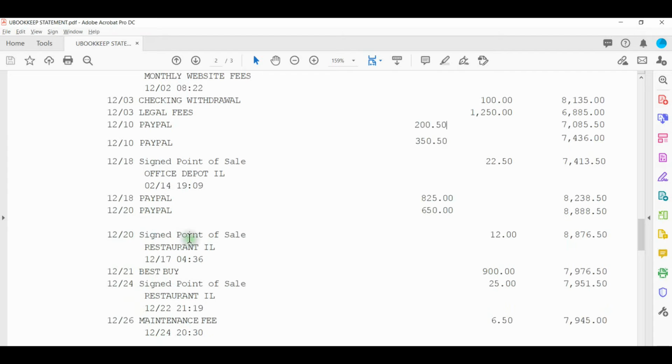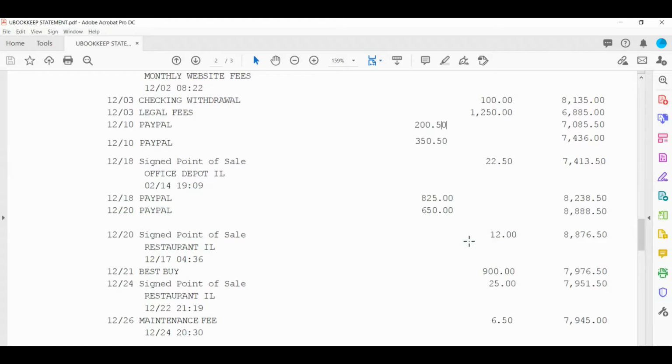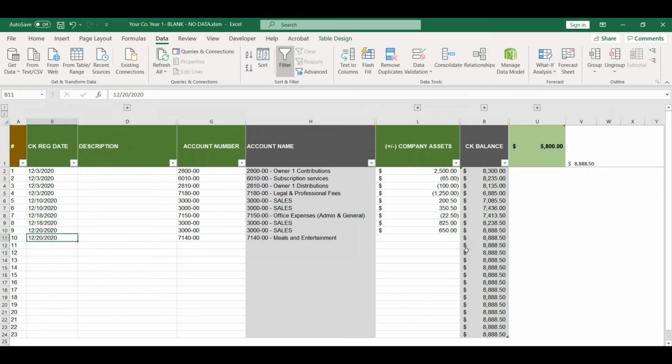Then I went to a restaurant on 12/20 while I was working, or with a business partner, or in a meeting of some sort. I have a meals and entertainment account I set up as 7140, and that amount again is $12. And that is a negative $12.